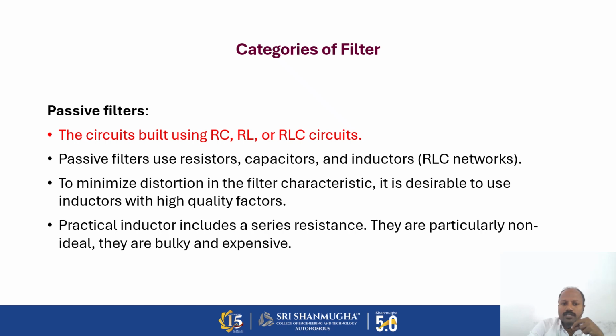There are two categories of filters. First one is the passive filters and the second one is the active filters. First we will discuss the passive filters. The circuits built using RC, RL or RLC circuits come under the list of passive filters. The passive filters use resistors, capacitors and inductors to minimize distortion in the filter characteristics.